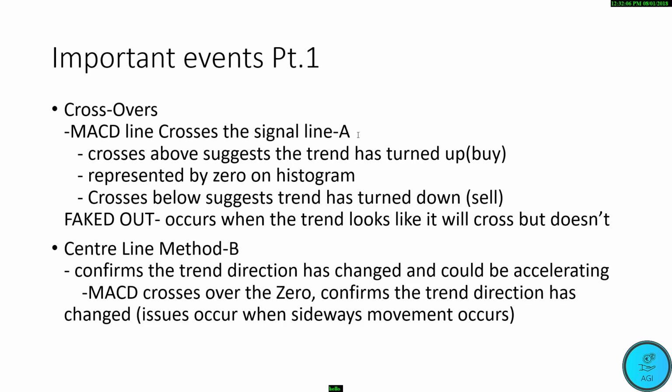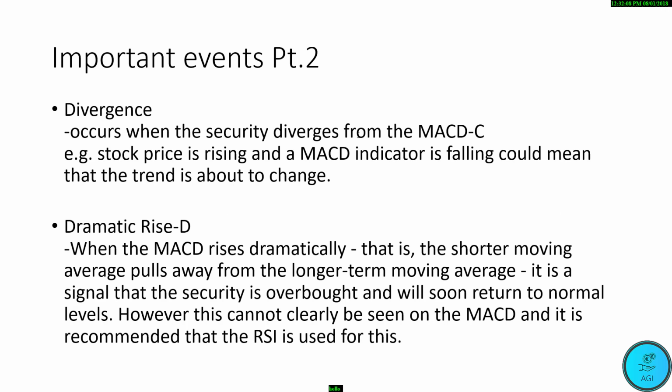Next, you've got the center line method. In the MACD, a line just crosses straight through the center of the graph. Pretty much what it does is when lines cut through that, it's at 0, and that's an indication that the trend is pretty much changing.